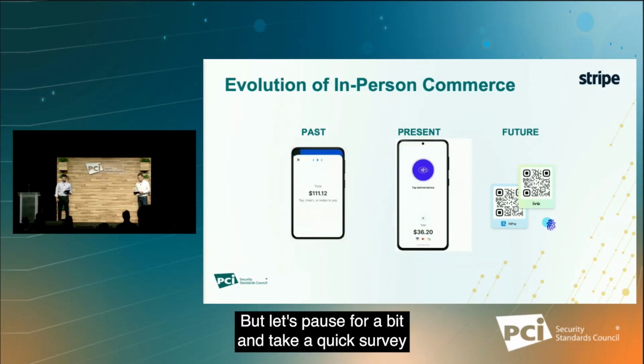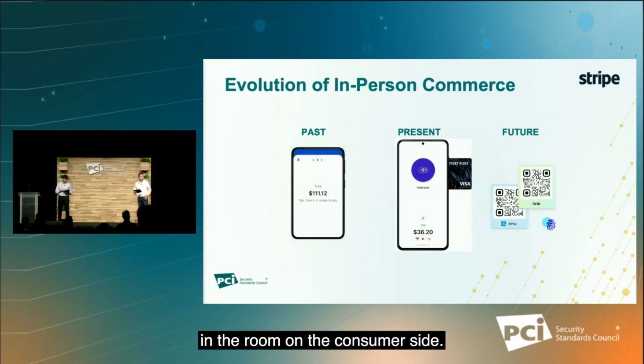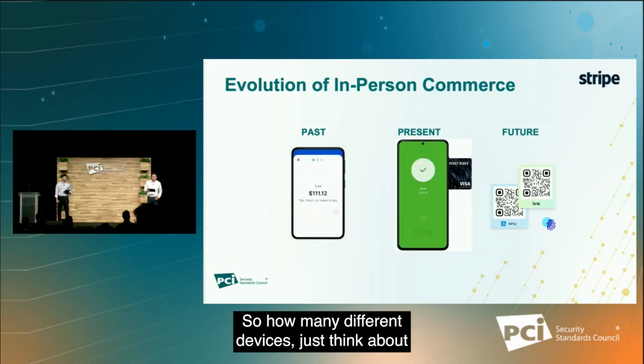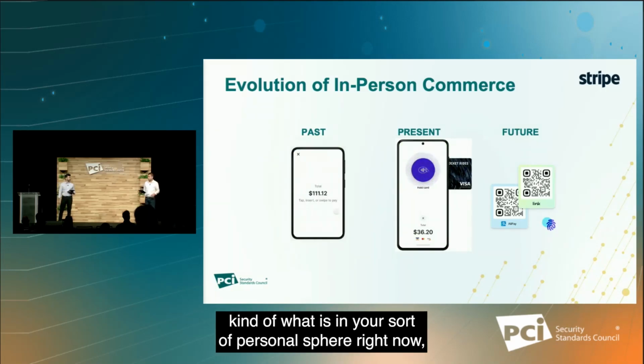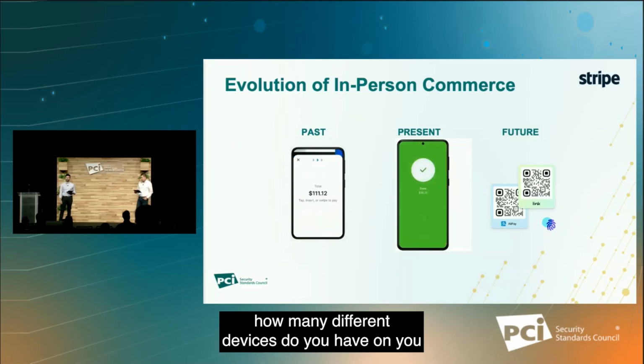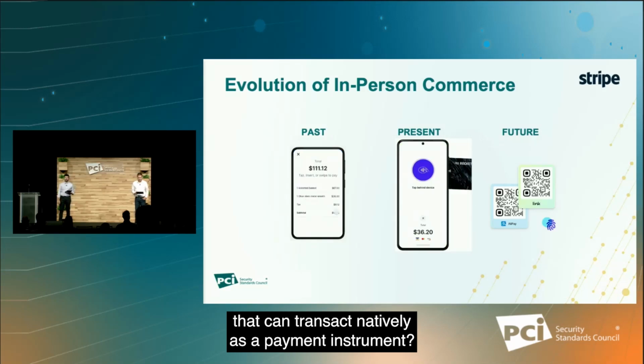But let's pause for a bit and take a quick survey in the room on the consumer side. So how many different devices, just think about kind of what is in your sort of personal sphere right now. How many different devices do you have on you that can transact natively as a payment instrument?